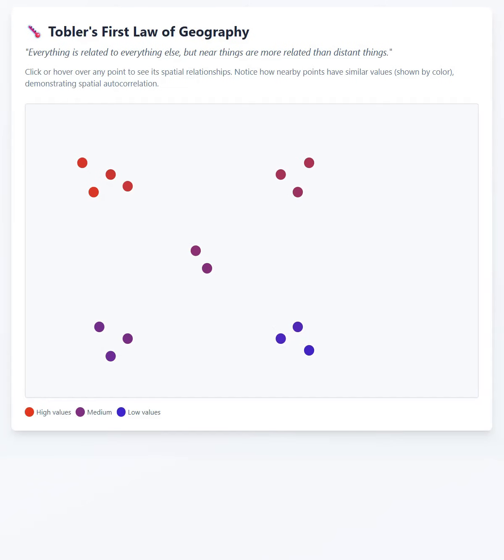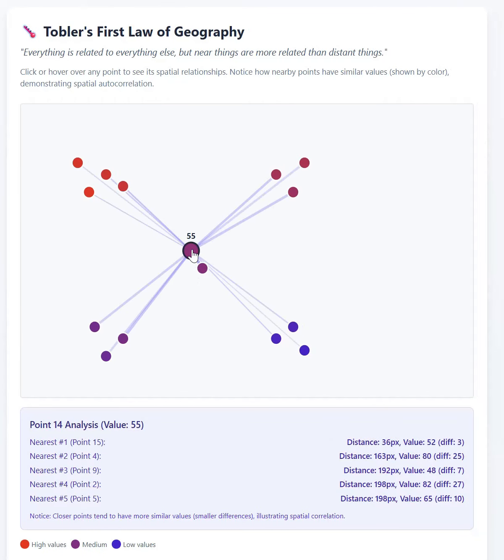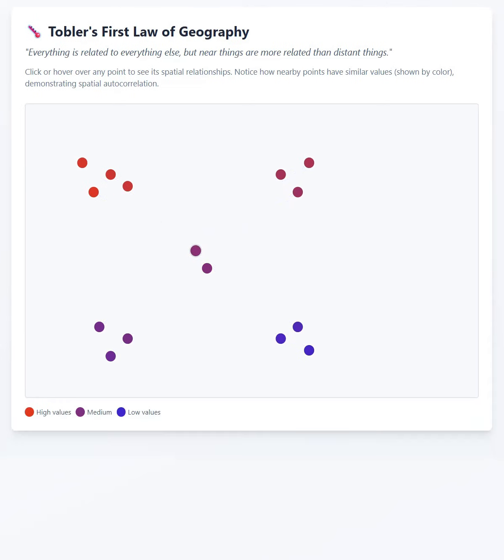So let me show you one more, a transitional point in the middle with a value of 55. The point's nearest neighbors show moderate values, ranging from the low 40s to mid 60s. It's not in a tight cluster, but even here you can see that its closest neighbors are more similar to it than the extreme values at the edges. So even in transition zones, geographic proximity predicts similarity.